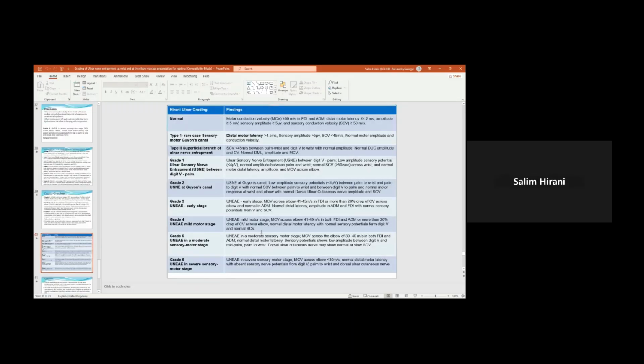So these are the grading. It's one page, so you can see that one. You can take a picture as well if you want to.